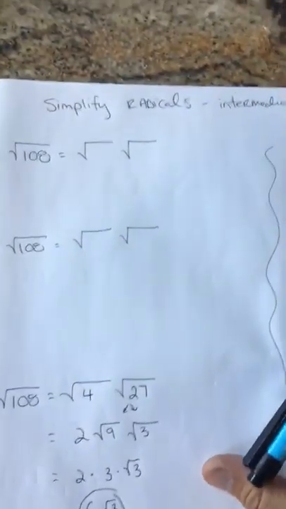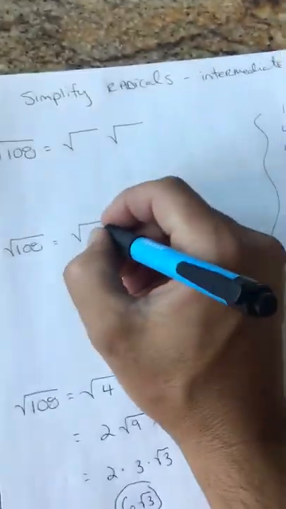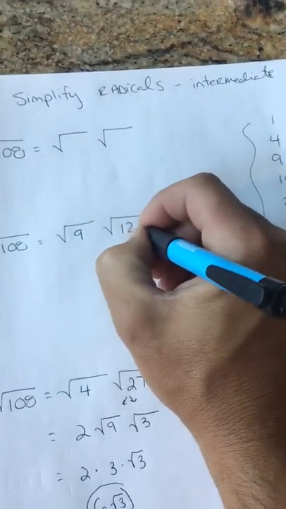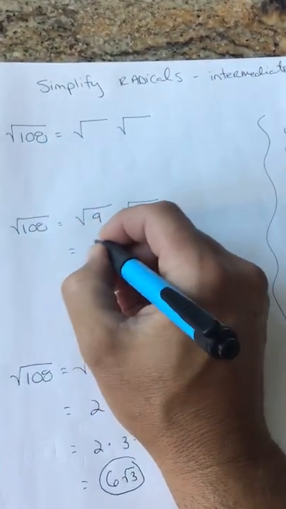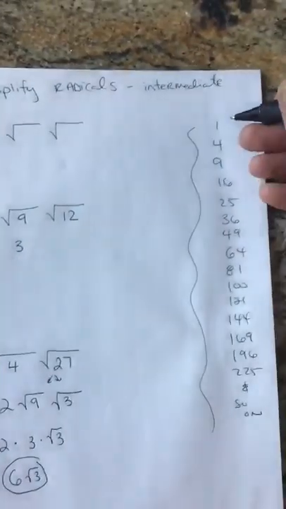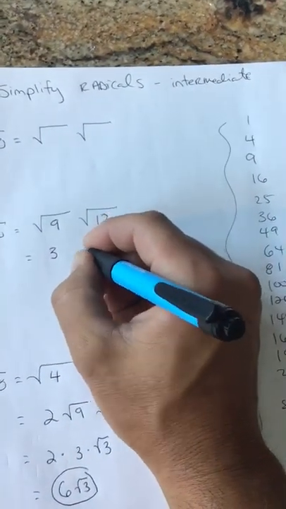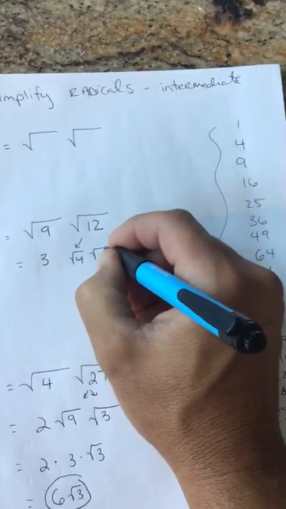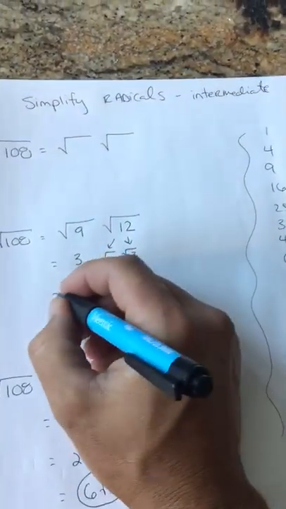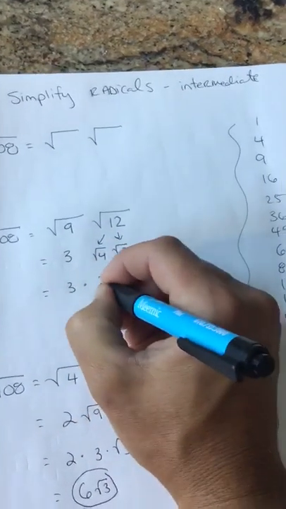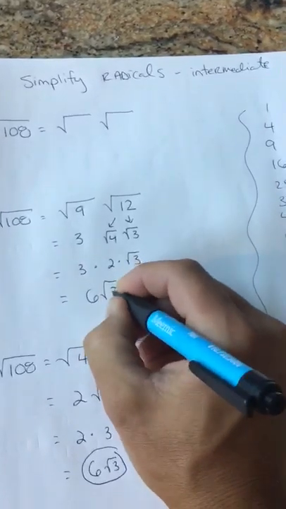Yet another way you could do this is maybe you're looking through the list and you're saying, okay, 4 goes in there, but so does 9. So we could make this square root of 9 times square root of 12 because 9 times 12 is 108. The square root of 9 is 3, and the square root of 12 is not a nice number if it's not on this list. However, the square root of 12 can be broken down itself into the square root of 4 times the square root of 3. The square root of 4 is 2, so now you have 3 times 2 times the square root of 3, or 6 square roots of 3.